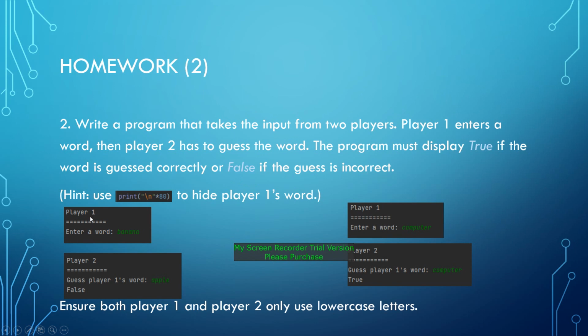Here's my little example. Player 1 will enter the word banana. Player 2 now has to guess that word. So player 2 guesses apple. And then the program will say false because player 2 did not guess correctly. On the opposite, if player 2 can guess player 1's word correctly, it should show true.